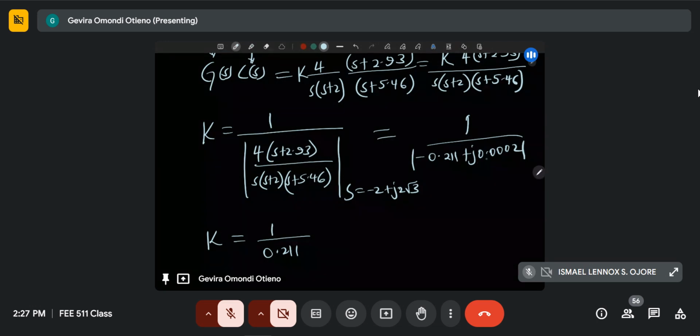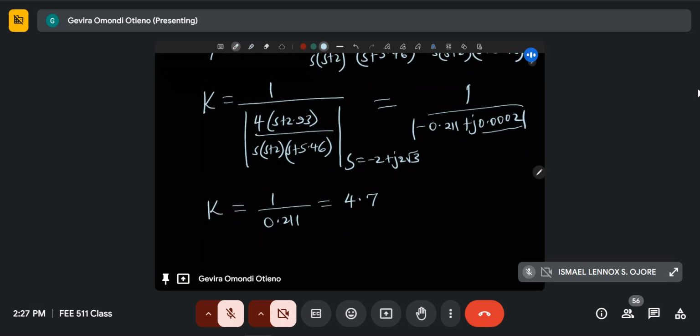You can actually see that the imaginary term has a lot of zeros, so it's almost 0. It's not going to affect. So if you square 0.22 and then you get its square root, you still get 0.211, the same thing. And this gives you 4.7. So this becomes your gain. So that becomes the gain if asked for. You can provide that. Okay.